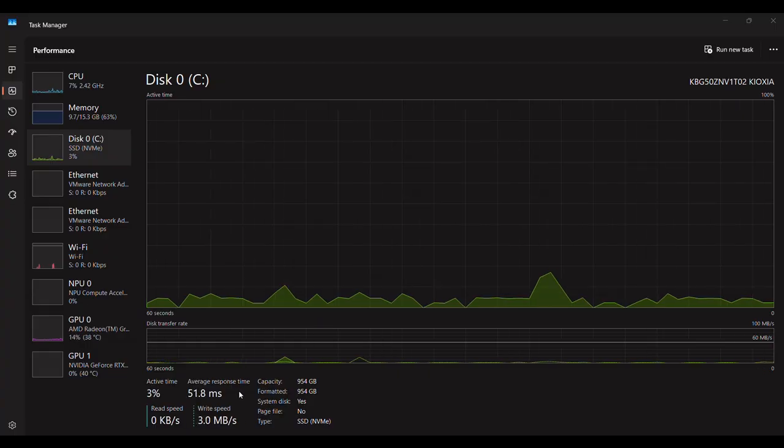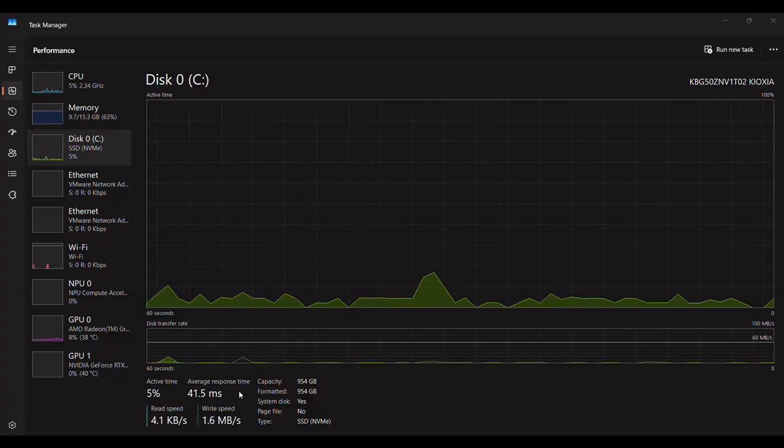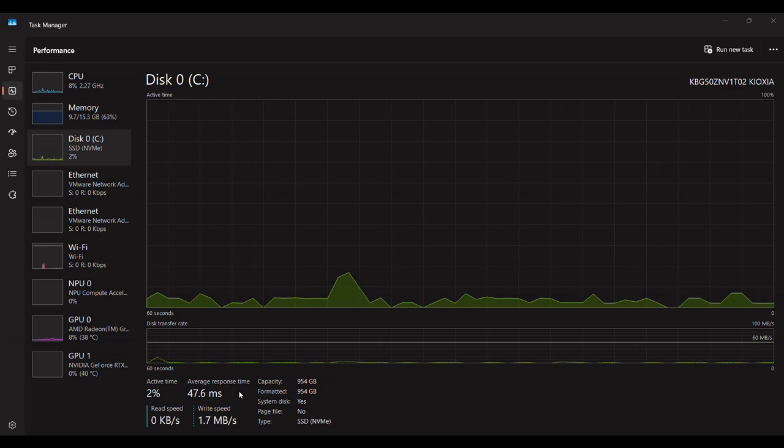The average response time indicates how quickly the storage device responds to read and write requests. Lower response times generally indicate better storage performance. High response time, on the other hand, combined with heavy disk activity, may indicate storage bottlenecks or overloaded disk operations.